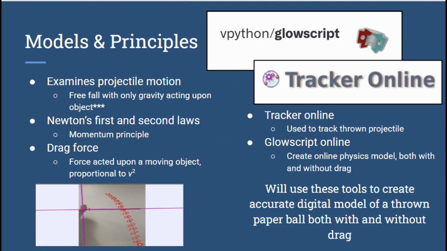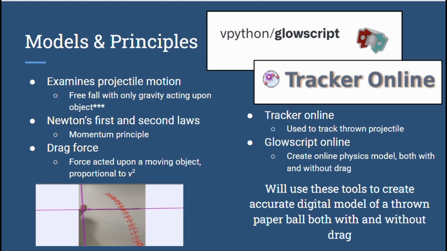We're looking at projectile motion, which is free fall with only gravity acting upon an object. You see some asterisks there, because we're also examining drag force, which is a force acting upon a moving object, in the opposite direction of the motion and proportional to velocity squared times a constant b. Some principles that we're also looking at are Newton's first and second laws, which includes the momentum principle, that's the second law.